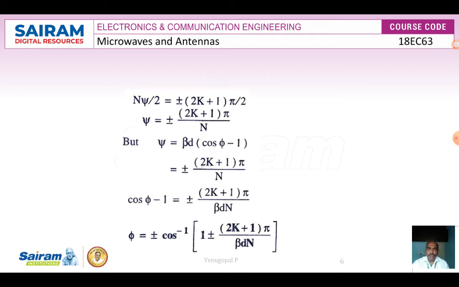But what is the phase difference? We derived the expression of the phase difference from the maxima, that xi is equal to beta d into (cos phi minus 1). Equate this to (2k plus 1) into pi by n. Then you will get cos phi minus 1 is equal to (2k plus 1) into pi by n into beta d, or cos phi is equal to 1 plus or minus (2k plus 1) into pi by beta d into n. Then phi becomes equal to cos inverse of 1 plus or minus (2k plus 1) into pi by beta d into n.